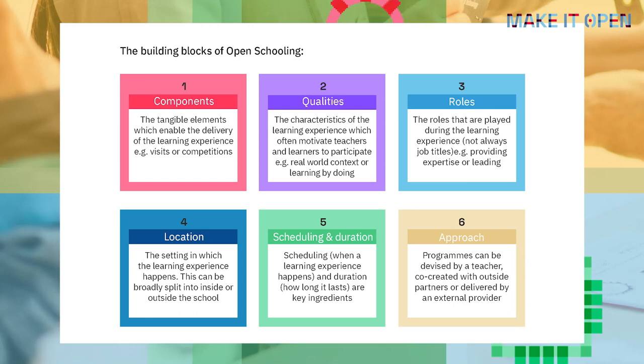The open schooling initiative is grounded in a framework that has been tested and researched with many, many students and users all around the world. In order to design an open schooling model, we identified six dimensions that can inform the design of an open schooling program. The first of those dimensions is the components. What components do you want to include? What tangible elements make up this open schooling project and will enable it to happen?